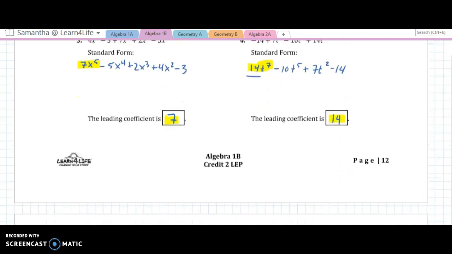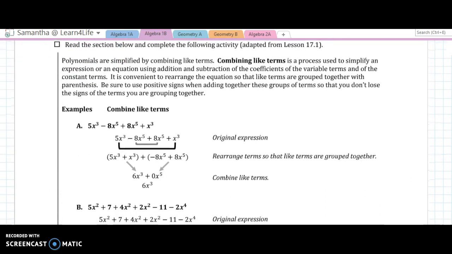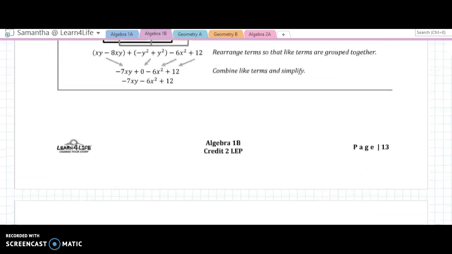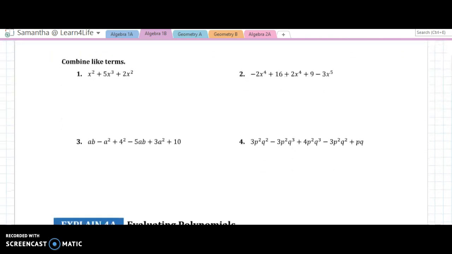Here we go. So now we're going to be simplifying polynomials, which is basically combining like terms. So we're going to look for terms that have the same degree, and we're going to add them together. So x squared plus 5x to the 3rd plus 2x squared. X squared and 2x squared are like terms. So whenever we add those together, we get 1x squared plus 2x squared. That's 3x squared plus 5x to the 3rd.